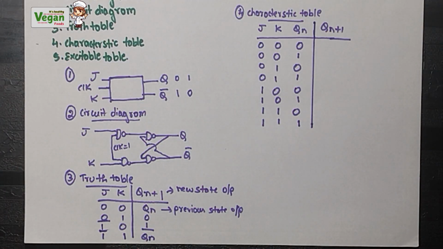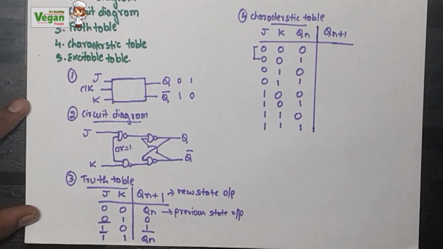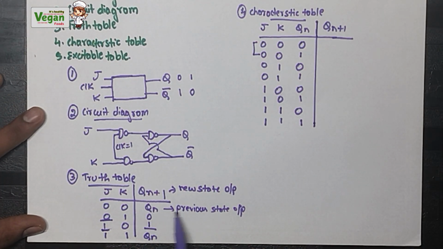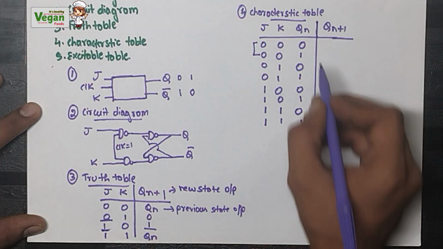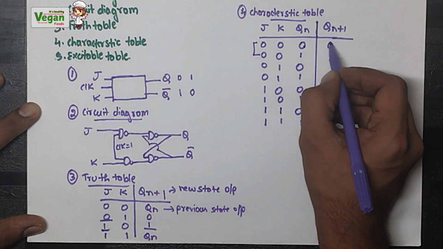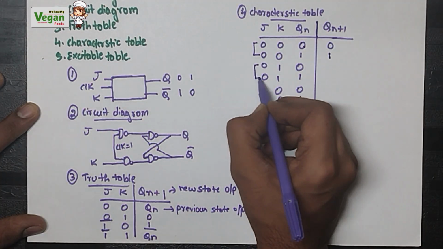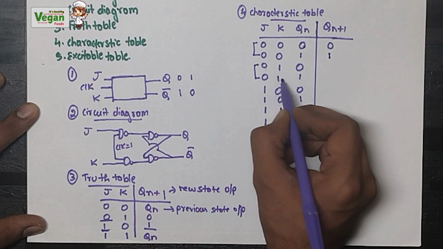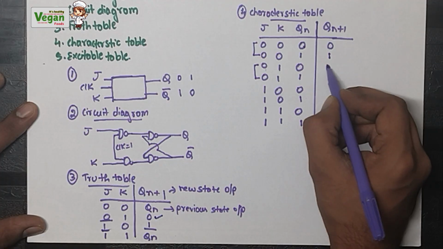Now let's write the Qn plus 1. First, when J value is equal to 0 and K value is equal to 0. In the truth table, what did we write? Output will be Qn, that is the previous state output. So here previous state output is 0, here previous state output is 1. Next, when J value is equal to 0 and K value is equal to 1, what will we take? J value, that is 0, 0, 0.